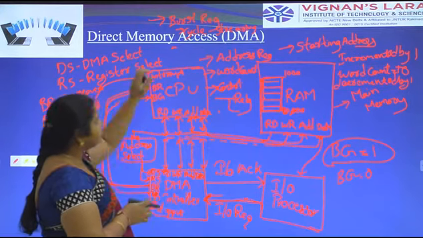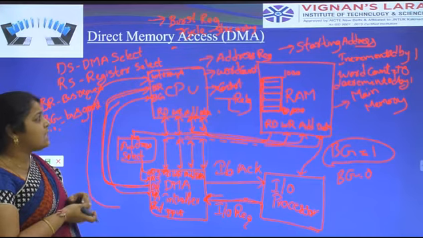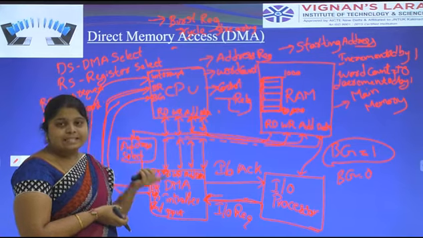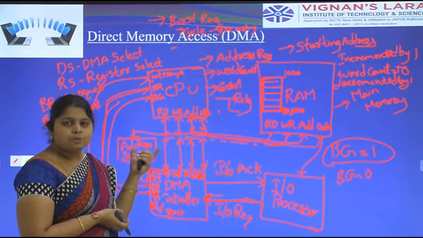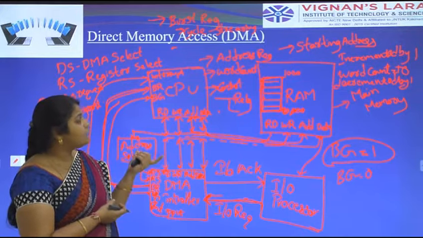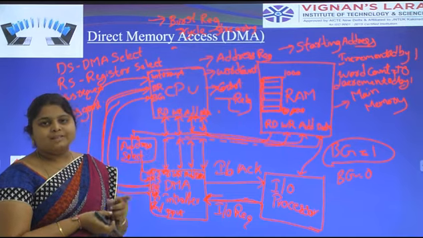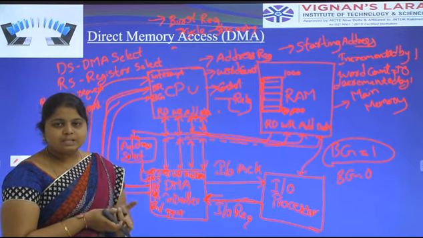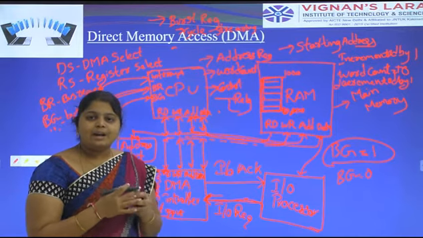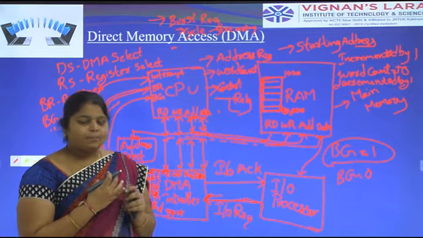Next, coming to the modes of transfer, that is burst request and also cycle stealing. These are the two types of modes of transfer available in direct memory access. Burst request means, at a time it transfers the information to the other device. And cycle stealing means it is transferred one by one, in a serial manner. Okay, this is about direct memory access.